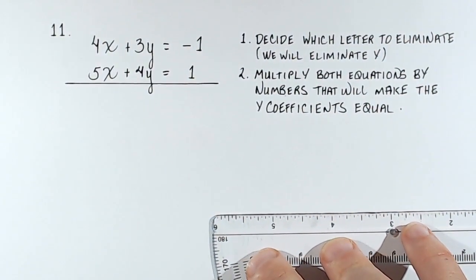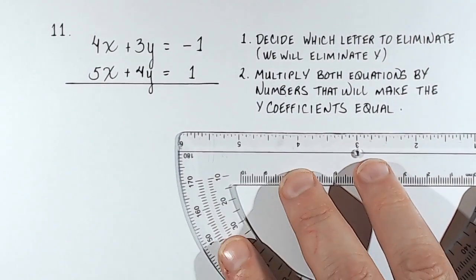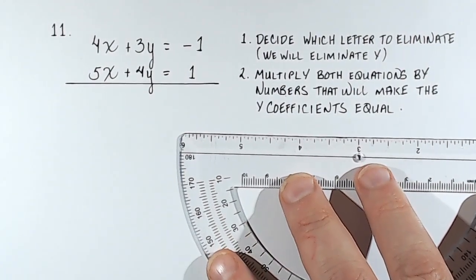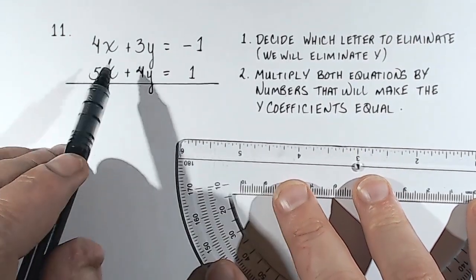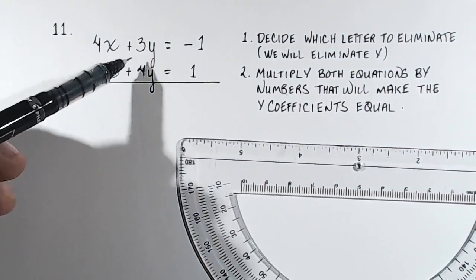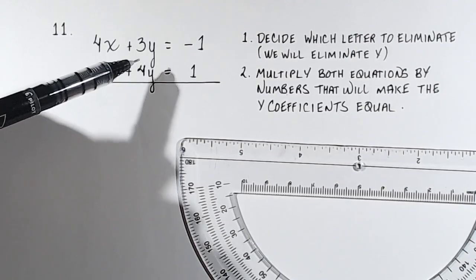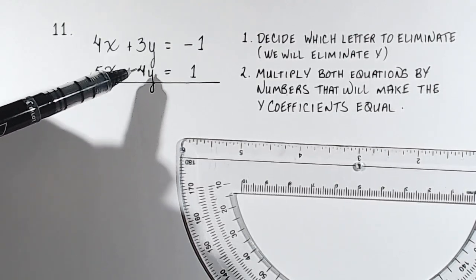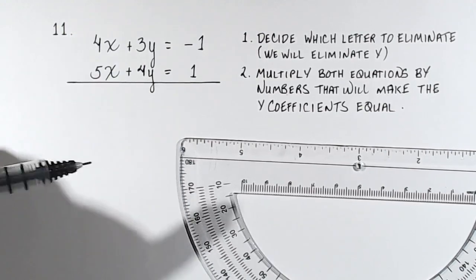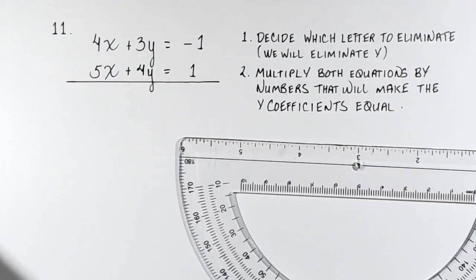So now we have to multiply both equations by numbers that will make the y coefficients equal, and the numbers don't have to be the same. Okay, so you're kind of playing a game like least common multiple. What is the least common multiple between 3 and 4? Okay, what's the number that's popping into your head? For most people, it's 12.